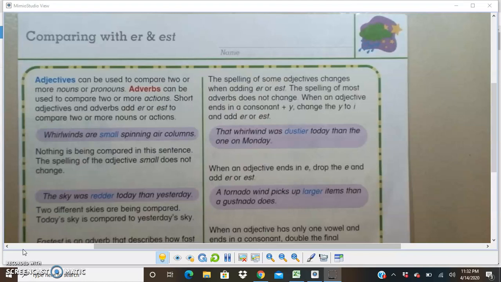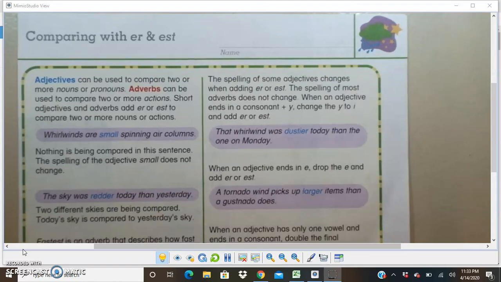Let's look at the first sentence. Whirlwinds are small spinning air columns. Nothing in this sentence is being compared at all. The spelling of the adjective small does not change. Let's look at the second sentence. The sky was redder today than yesterday. Two different skies are being compared here. Today's sky is compared to yesterday's sky.